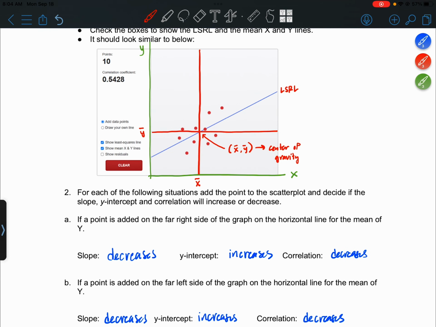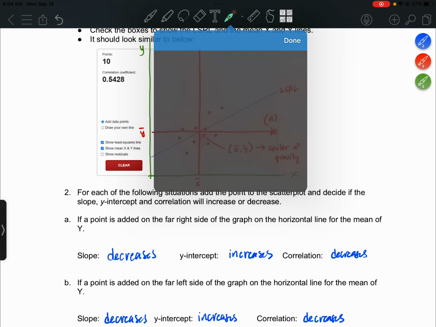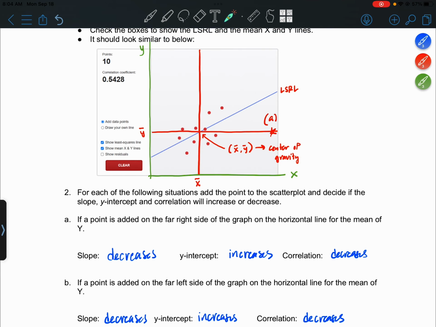All right, so let's go through each of the 4 points that you added on to the scatter plot. So in part A, you added a point to the very far right side. So it would have been located right about there. And the effect of that point is it essentially pulls the line down. So the right side of the line is going to tilt down, causing the left side to tilt up. So our slope decreases, the intercept increases, and the correlation, if you're keeping track of it in the applet, is going to decrease as well.